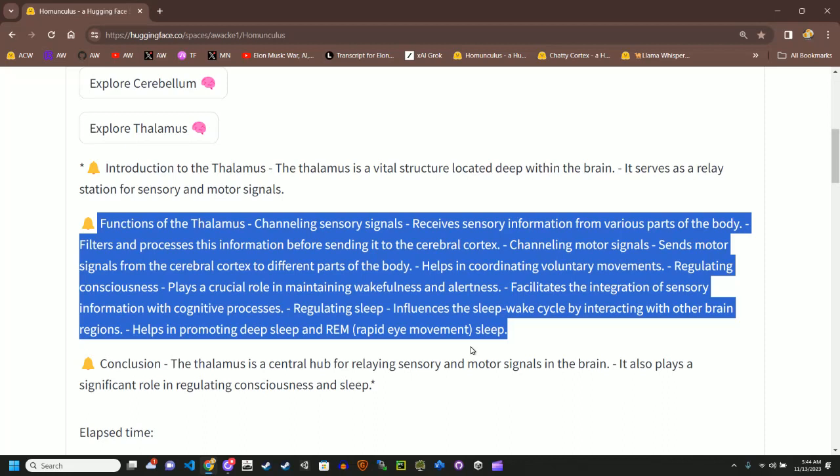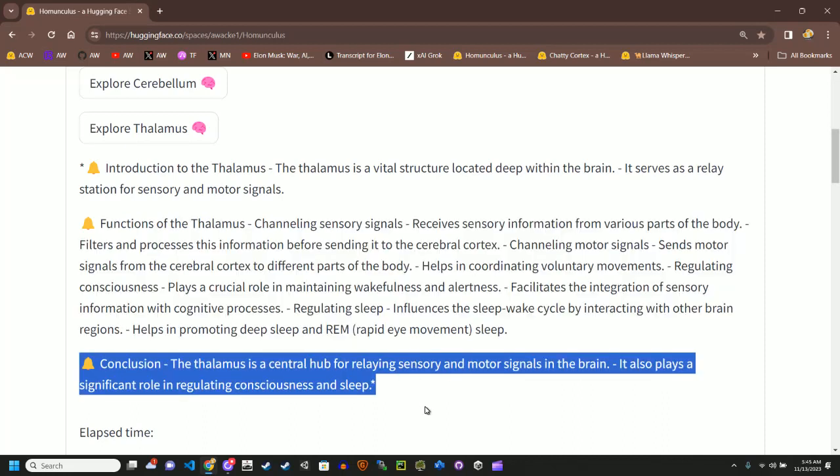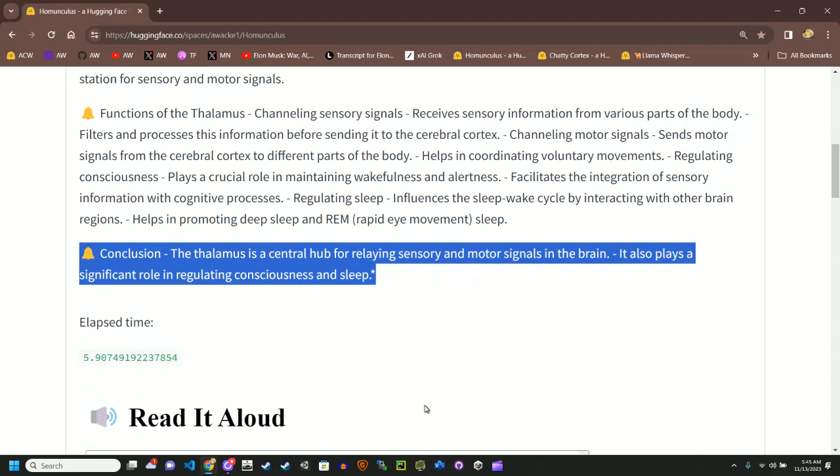Regulating sleep. Influences the sleep-wake cycle by interacting with other brain regions. Helps in promoting deep sleep and REM, rapid eye movement, sleep. Conclusion. The thalamus is a central hub for relaying sensory and motor signals in the brain. It also plays a significant role in regulating consciousness and sleep.